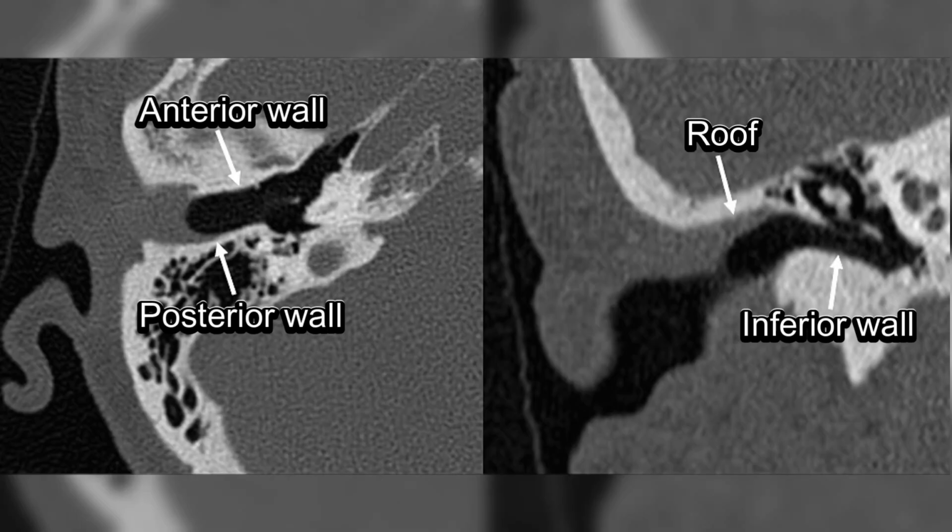The anterior, inferior, and lower posterior walls of the bony canal are formed by the tympanic portion of the temporal bone, while the posterior wall and roof originate from the squamous portion. The anterior wall also serves as the posterior wall of the temporomandibular joint, and the posterior wall forms the anterior boundary of the mastoid segment of the temporal bone.